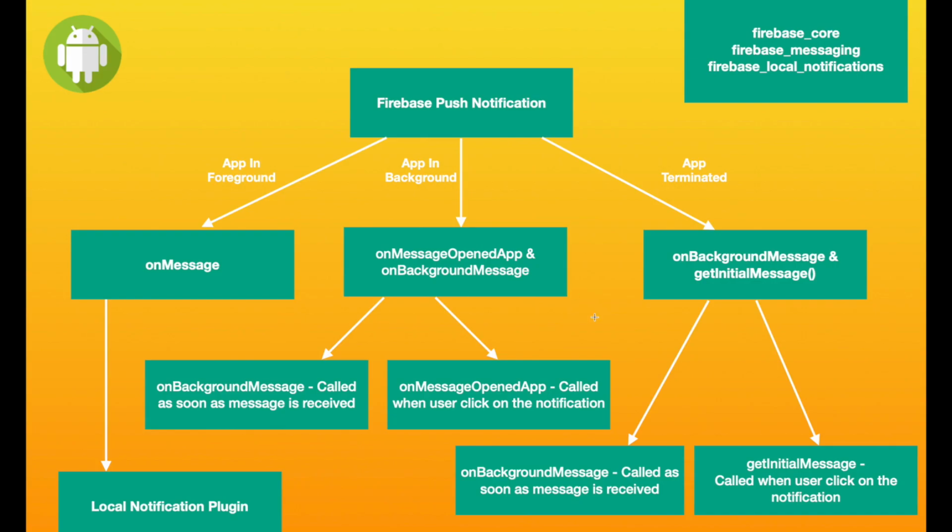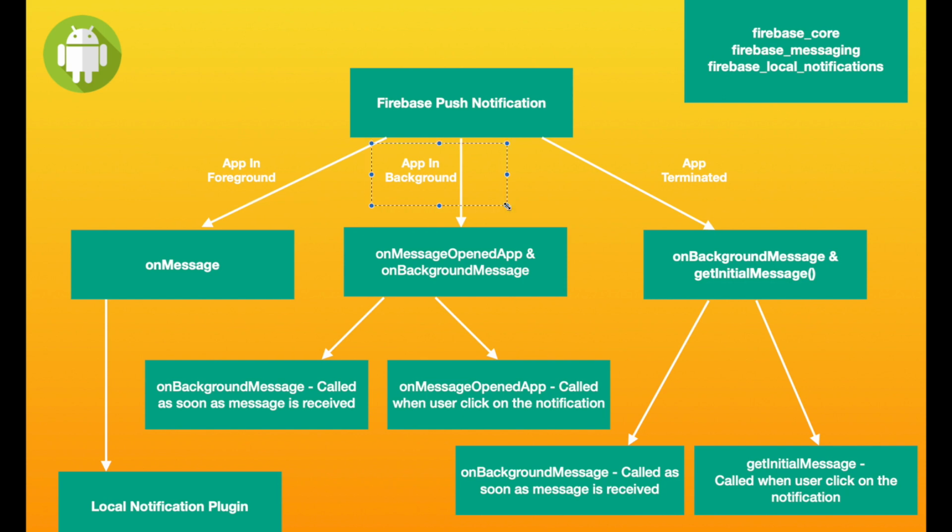Before getting into the coding part, let's look into how Firebase push notification works for Flutter. As you can see, for push notification we have three states in which we have to handle our push notification. One is when the app is in foreground, meaning you are using the application, it is in the foreground, that is what is visible on your phone screen, so that is when we call it foreground.